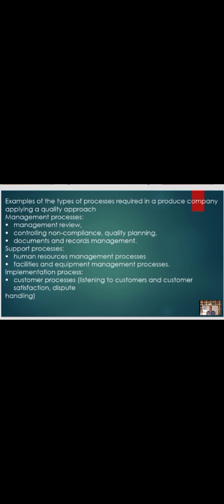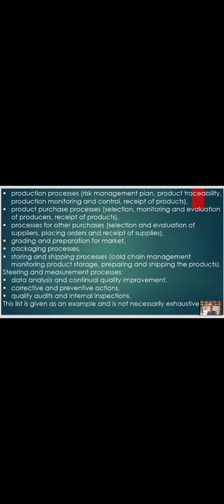Next are examples of the types of processes required in a company applying a quality approach. Management processes: management review, controlling non-compliance, quality planning, documents and results management. Support processes: human resources management processes, facilities and equipment management processes. Implementation processes: customer processes, listening and customer satisfaction, dispute handling, production management plan, traceability, production monitoring and control, receipt of products. Steering and measurement processes: data analysis and continual quality improvement, corrective and preventive action, quality audits, and internal inspection.